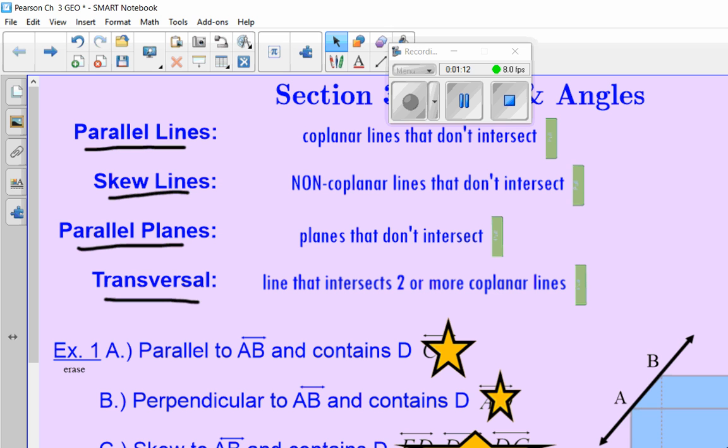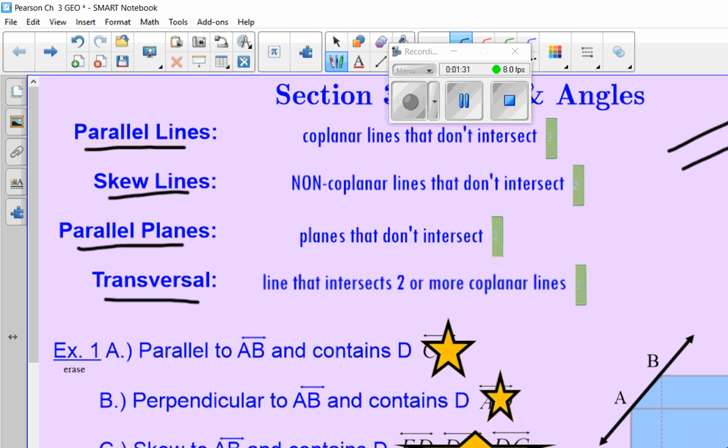Okay, parallel lines are just lines that are on the same plane. So if you think of your screen as a plane, you can have lines all over the place, but you could have lines that will be parallel, and parallel lines just don't intersect, so they look like that.